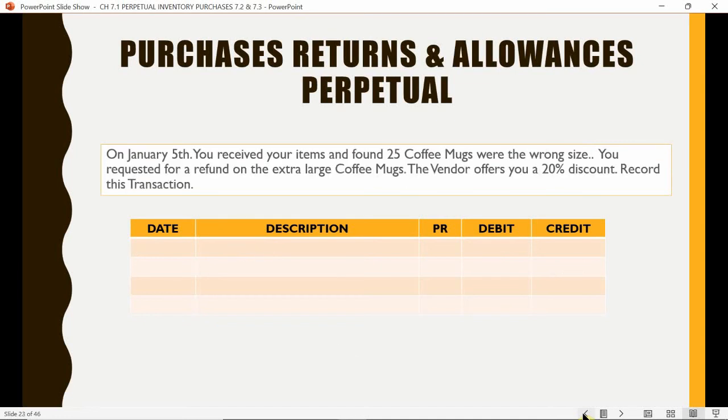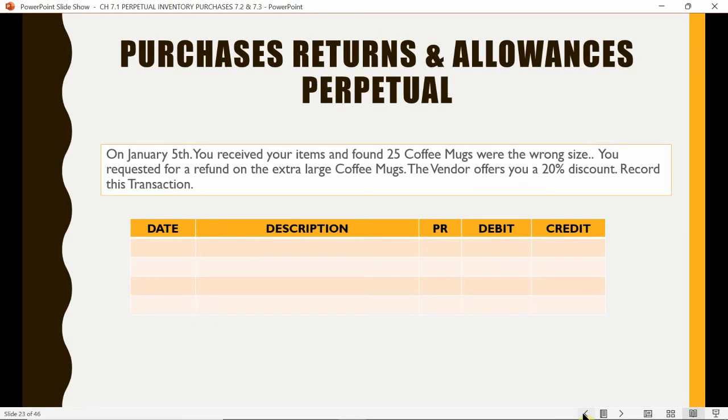So let's go ahead and take another look at another example. What if on that same day, January 5th, when you looked into your inventory, you found that 25 of those coffee mugs were the wrong size? And of course, you requested a refund on these extra large coffee mugs.